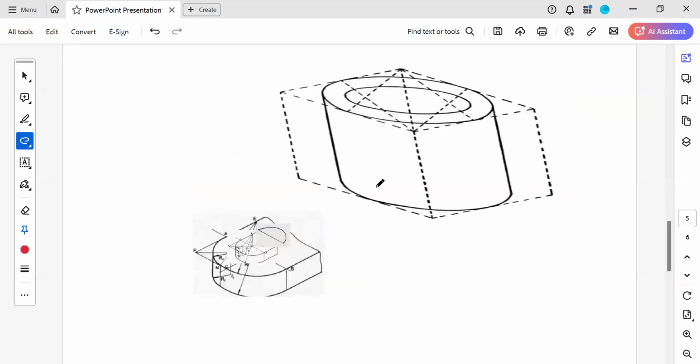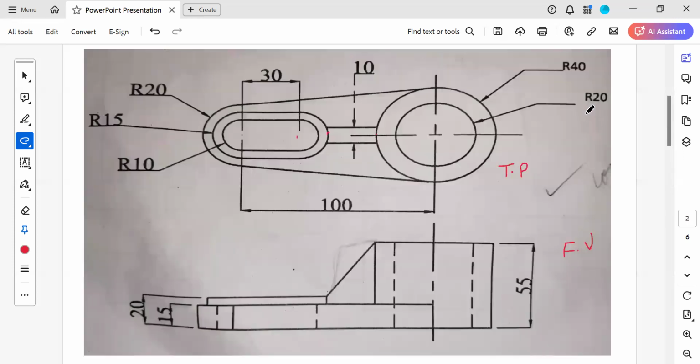So here, first one is we need to construct the isometric view. This height is given, 55 mm. Here radius is 40. Radius is 40 means the total width will become 40 plus 40, which is 80. So let us go to the diagram.